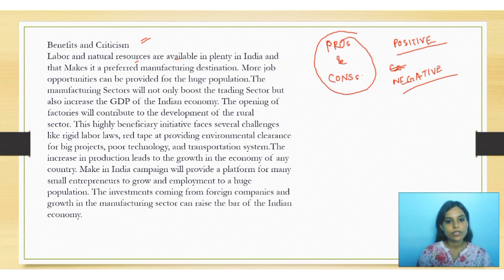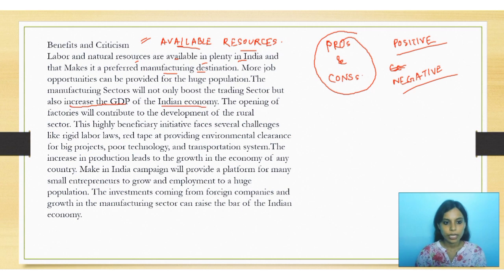Natural labor resources are available in plenty in India, that makes it a preferred manufacturing destination. So they are talking about available resources which will help in boosting the scheme, which will help to make all kinds of goods within the country itself, which will result in an increase in the GDP of the Indian economy, and factories will definitely contribute to the development of the rural sector, so they are focusing on development of the rural sector.